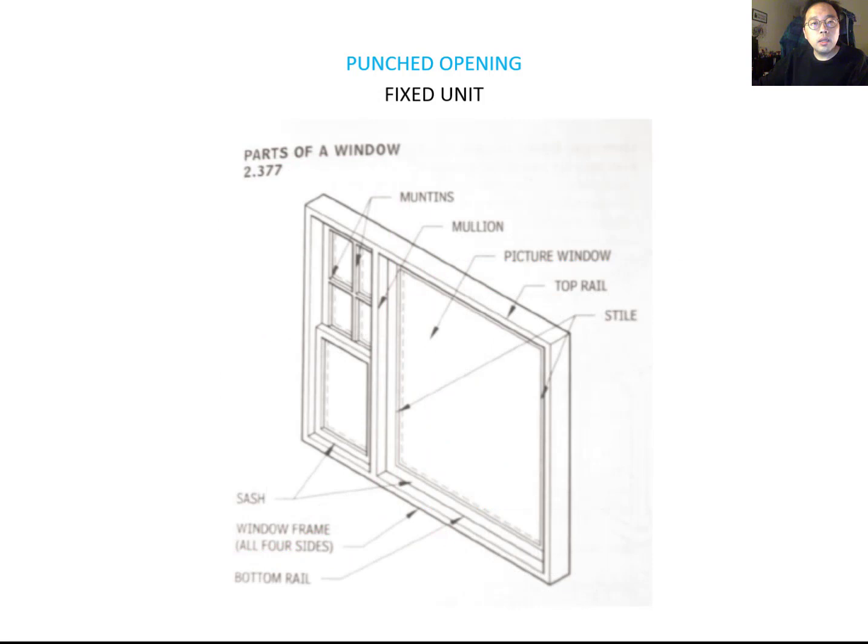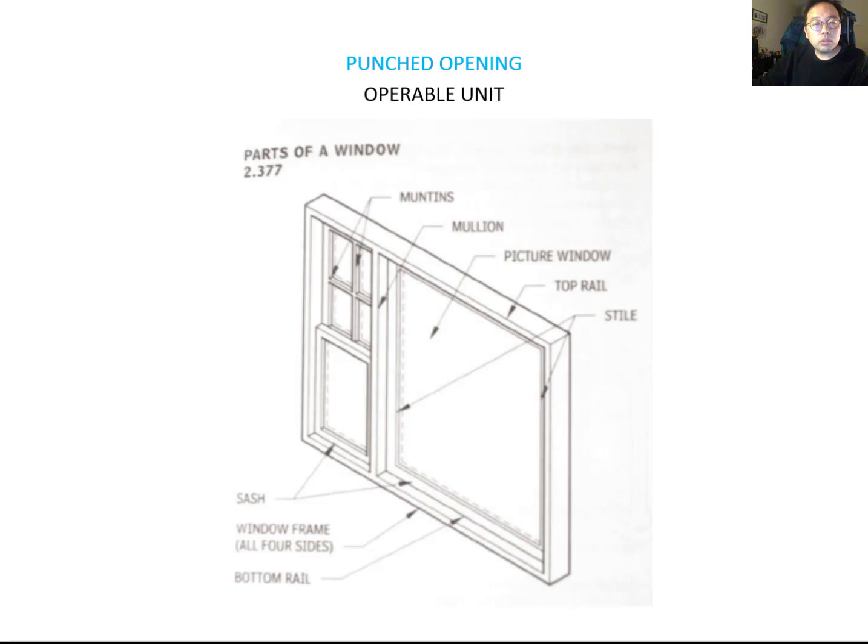So the punched window has two unit types. One is the fixed unit and the second one is the operable unit. In a fixed window, the glass is fixed in the mullion, which is the fixed inner frame. So we can call this part the fixed unit, which is fixed into this frame.